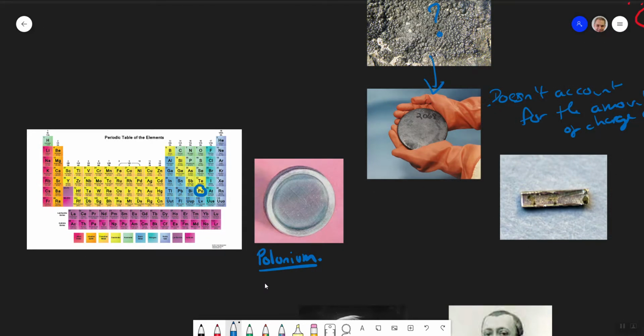It's called polonium. It was named after Poland, which is where she is from, and that was identified in 1898. And so Curie starts filling in bits of the periodic table. Now the other one that is over here, well, this is radium.